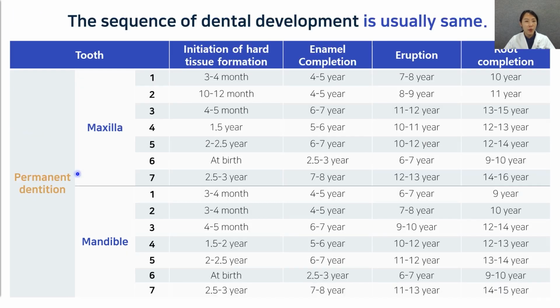In the permanent dentition, dental hard tissue formation does not begin until after birth. The first permanent molar is the first tooth to show evidence of calcification and to appear in the oral cavity clinically. Usually, the permanent second molar erupts last, except for the permanent third molar.